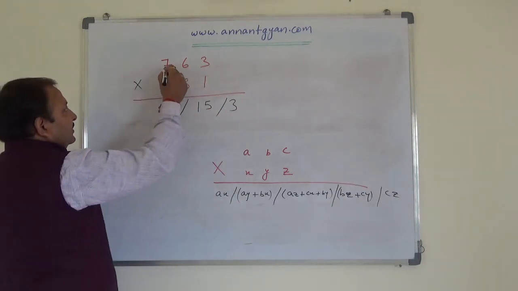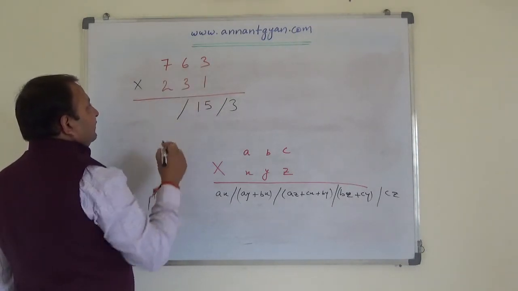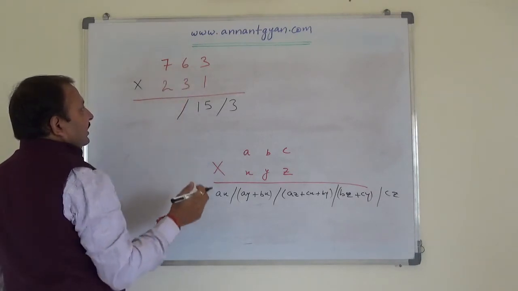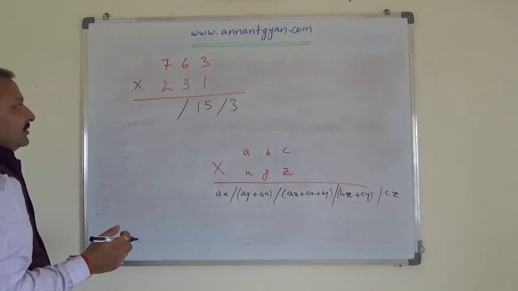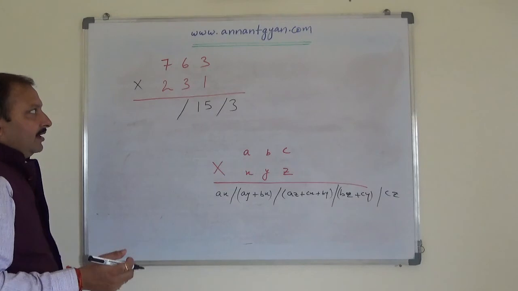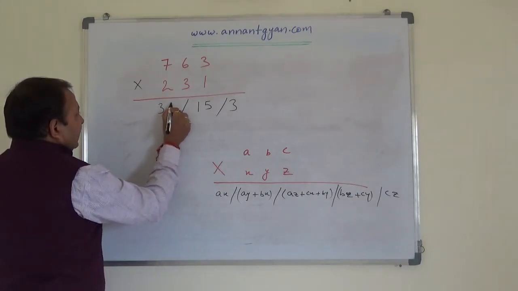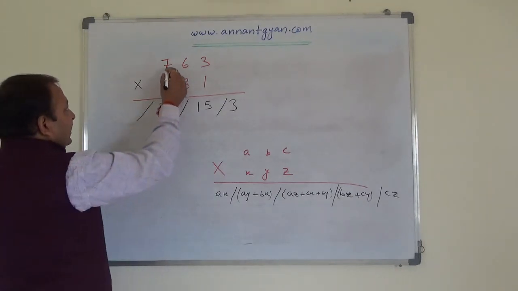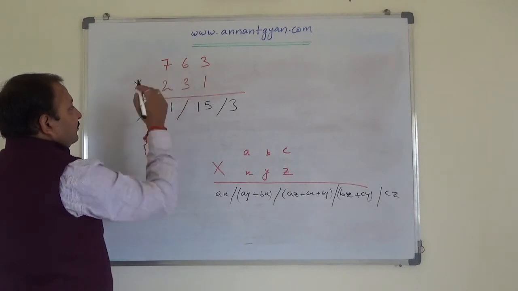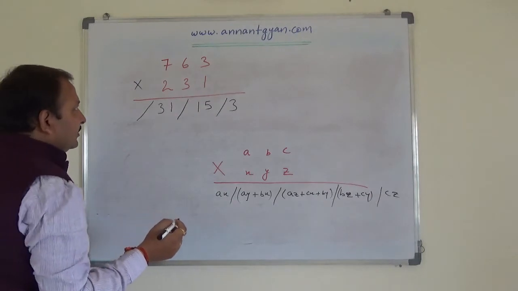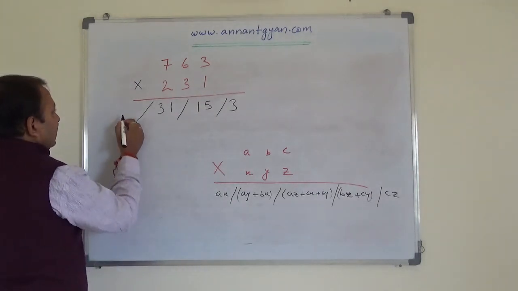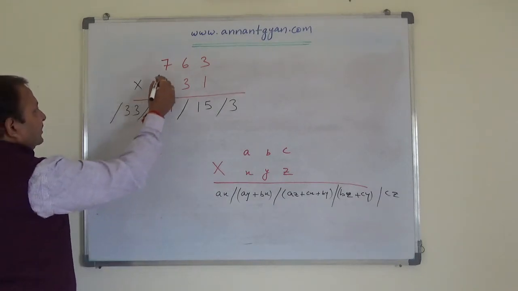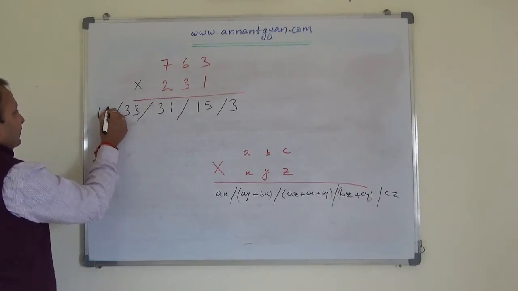In the third step, we shall multiply 7 into 1 is 7, 3 into 2 is 6, 7 plus 6 is 13, 13 plus 6 into 3, that is 18, 13 plus 18 is 31. And the fourth step is 7 into 3, that is 21, 21 plus 6 into 2, 12, 21 plus 12 is 33. And the next step is 7 into 2, it is 14. So I shall write this one.